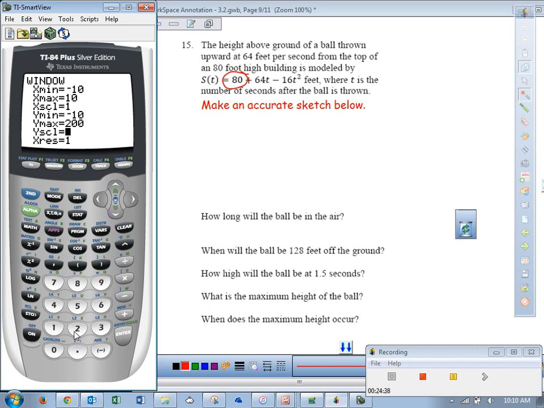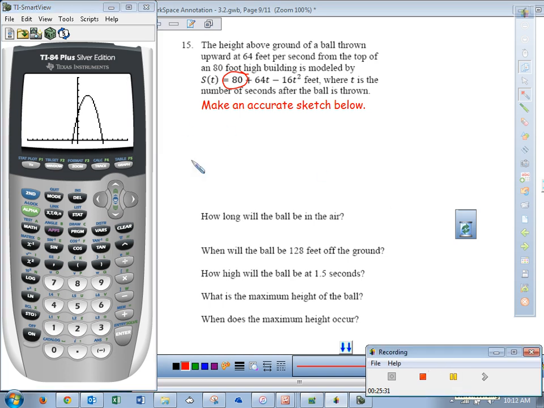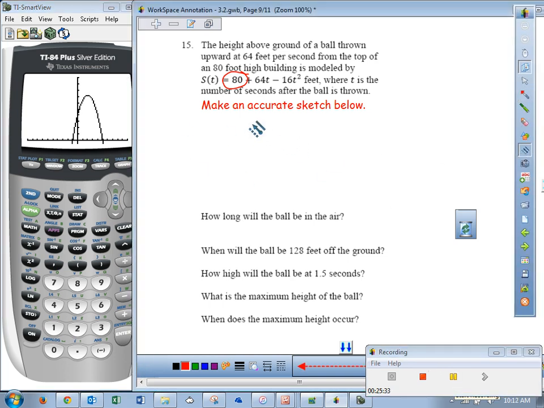Scale, I'll go by, I don't know, 20s. Just seeing. Oops, I didn't change my X min. So did I type it in right? 80 minus, oh, it's got to be plus 64x. That shouldn't be right. There we go. All right, so here's my sketch.